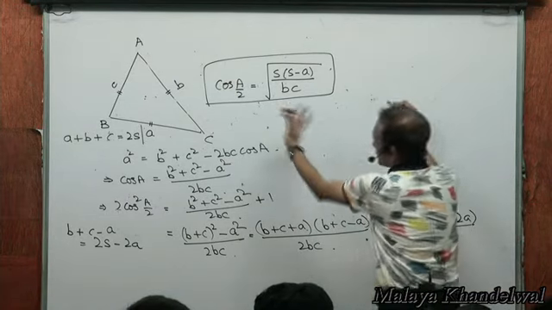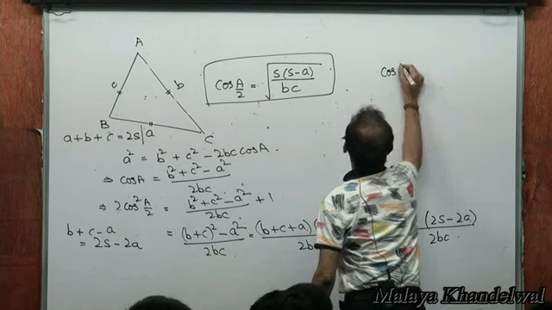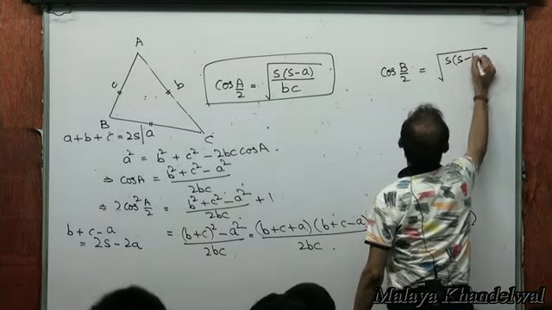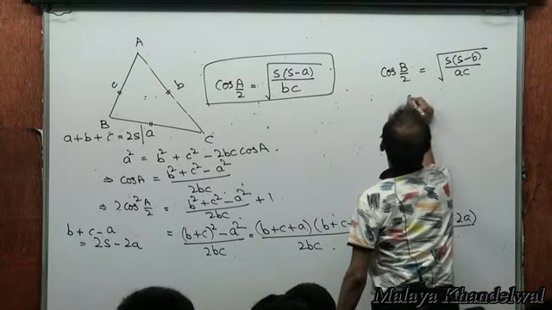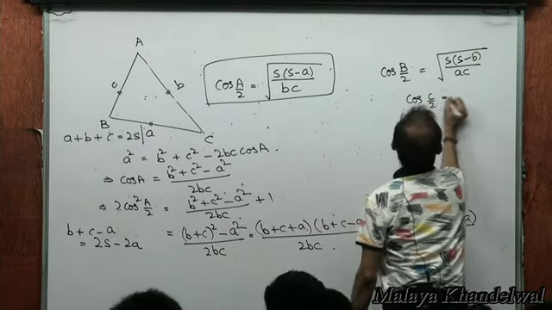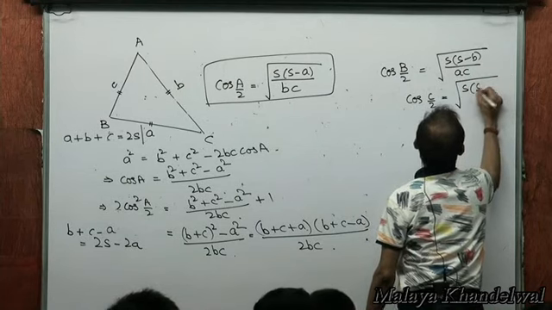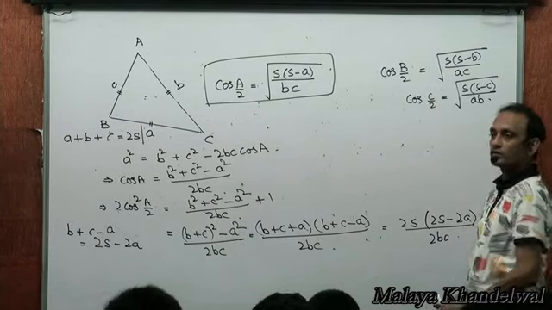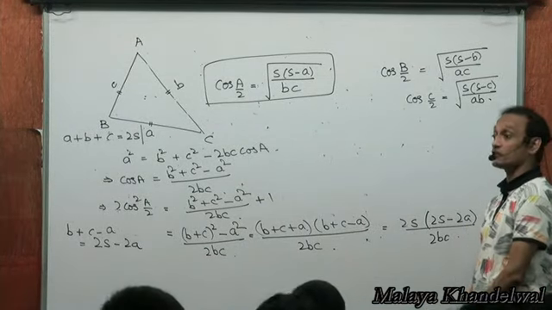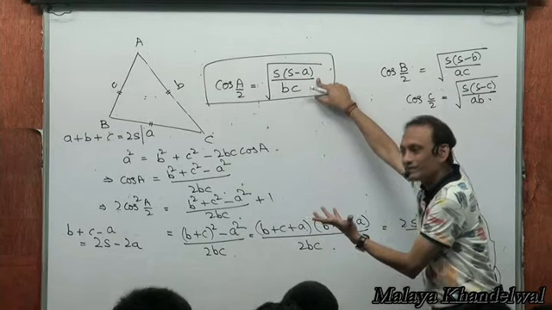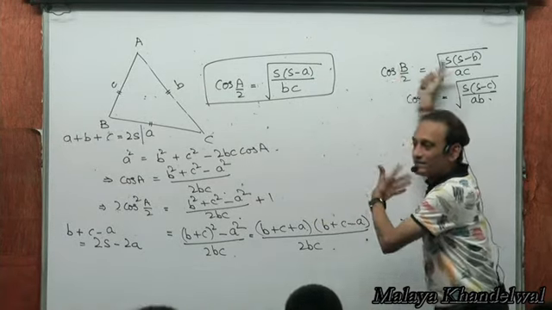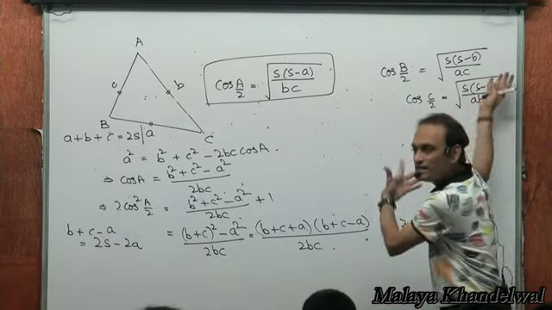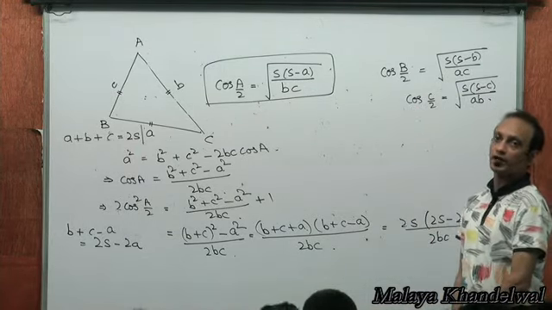So similarly, from symmetry, I could have written cos B by 2 is root s into s minus b divided by ac, and cos C by 2, from exactly similar considerations, is root s into s minus c divided by ab. Yes or no? These are cosine half angles. You have to remember only one. The others you can build from the cosmetic looks of the expression. You need to remember only one.